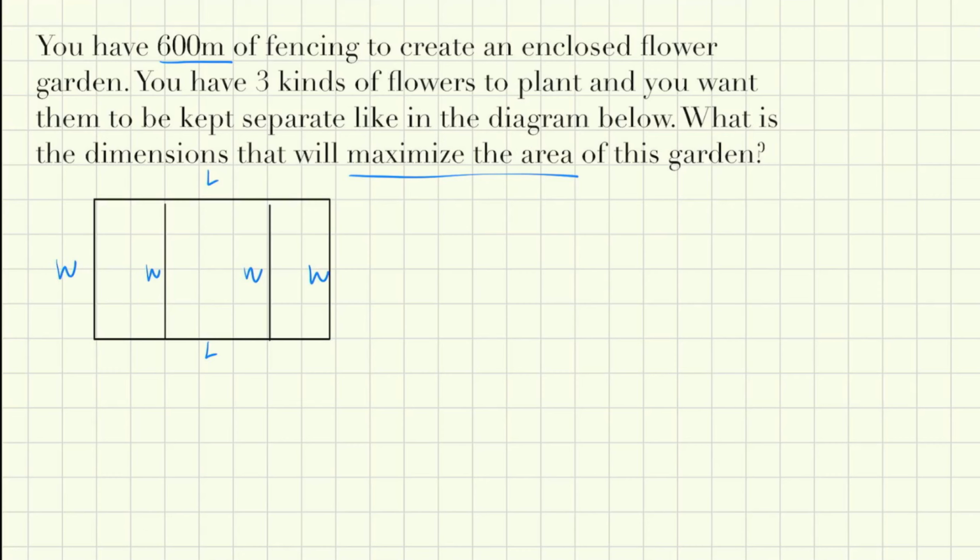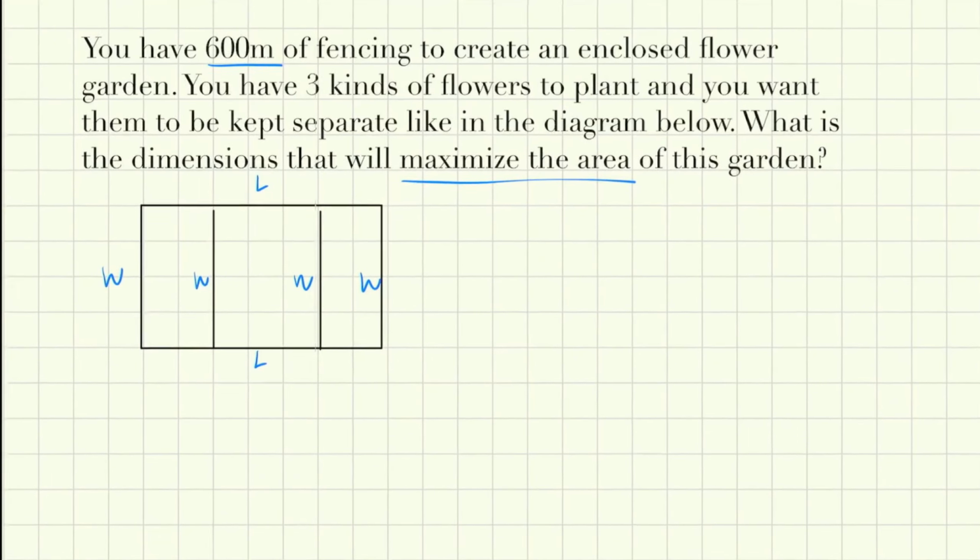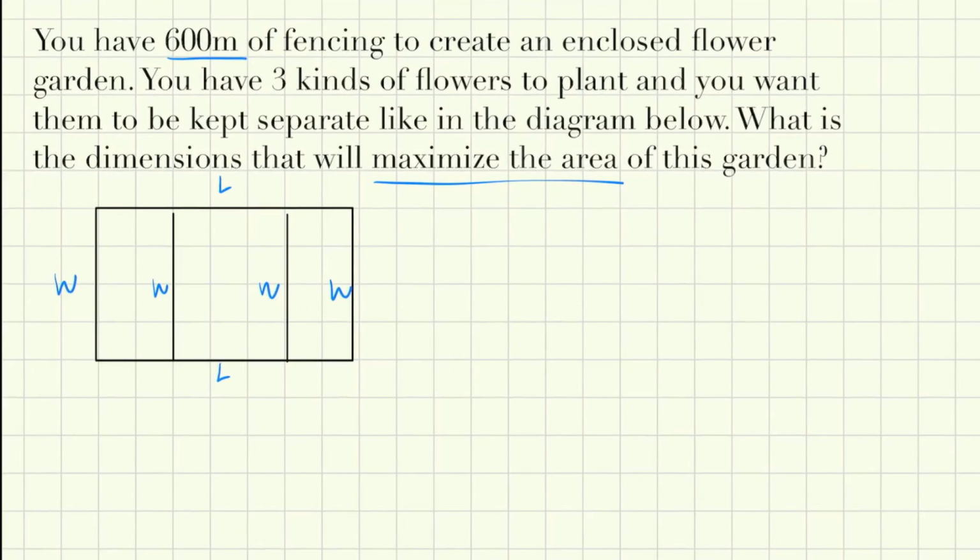All we're doing here is we're trying to find the dimensions which will maximize the area of this garden. Our perimeter is going to add up to 600, and since we have 4 W's here, we're going to have 4W plus 2L give us that 600 meters of fencing all around. Now, we need to make an equation for area.